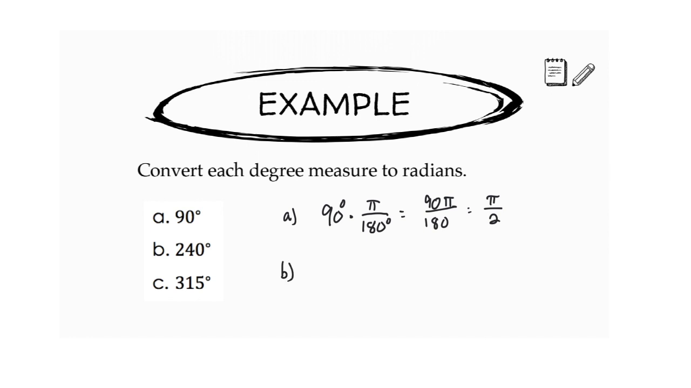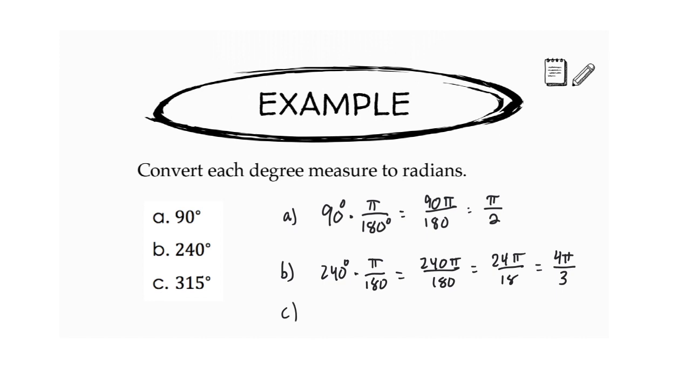In letter B, do more of the same. 240 degrees converted to radians, multiply by pi over 180. I get 240 pi over 180. We should always simplify with these because it might make the radian measurements that we end up with a little more familiar. We get 24 pi over 18, which is the same as 12 pi over 9, or 4 pi over 3. Try letter C on your own.